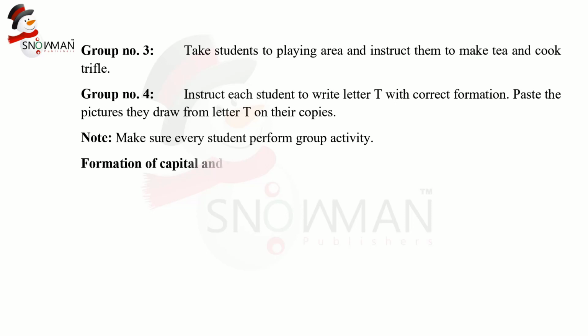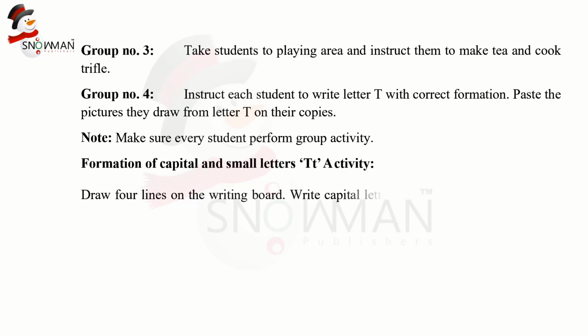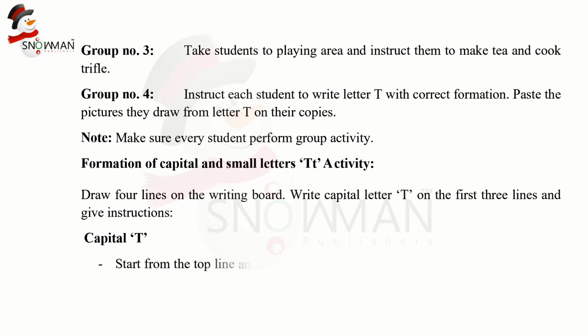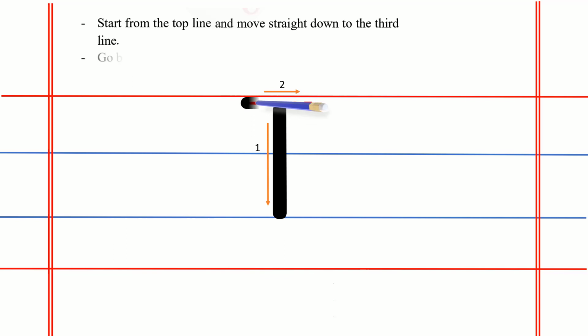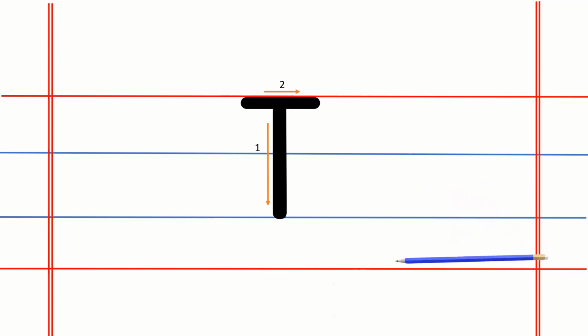Formation of capital and small letters T activity. Draw 4 lines on the writing board. Write capital letter T on the first 3 lines and give instructions. Start from the top line and move straight down to the 3rd line. Go back to the starting point and make a line across the top.